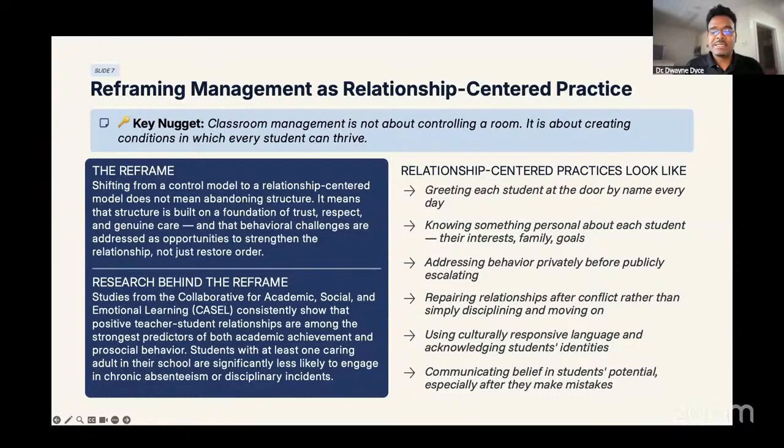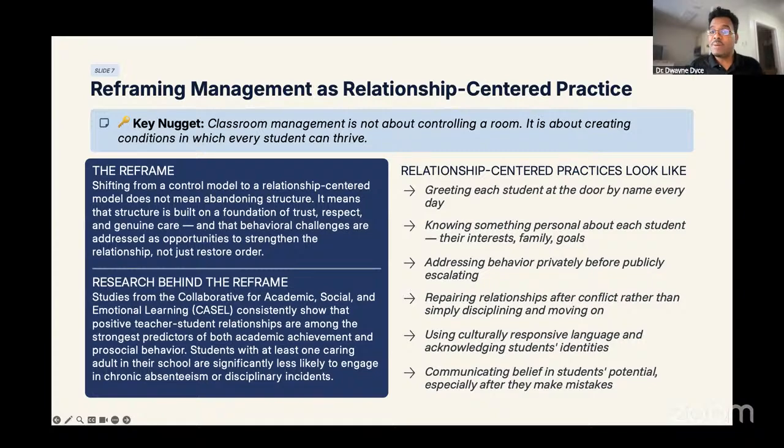Classroom management is not about controlling a room. It is about creating conditions in which every student can thrive. That's what classroom management is. It's a relationship-centered practice. That's what it should be. So the reframe should be shifting from a controlled model to a relationship-centered model.